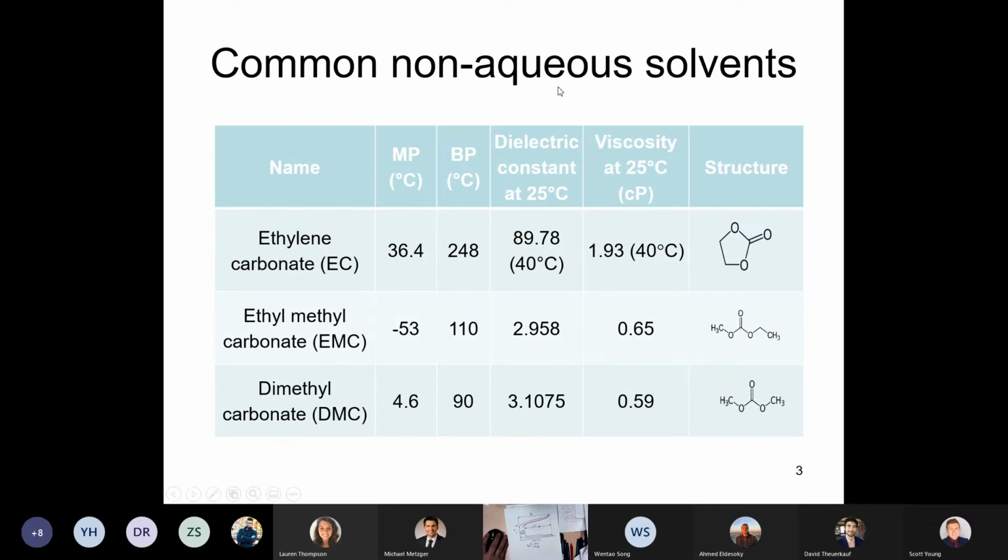So the common non-aqueous solvents that we use in lithium-ion cells, and really these three are the main solvents that are used.